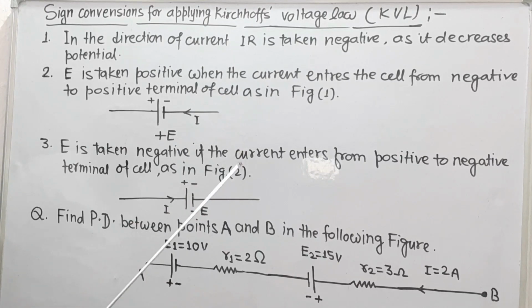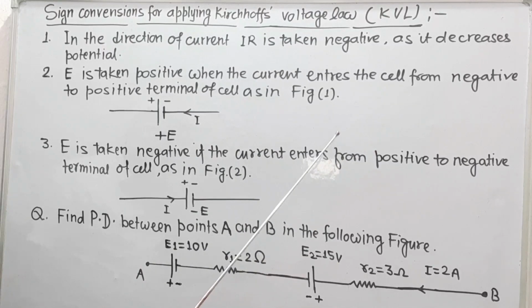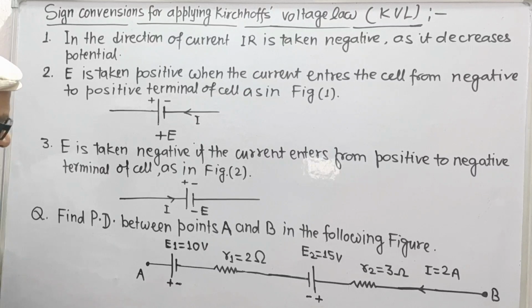All these EMF and I into R are written in left hand side and on the right hand side we have 0. Now with these rules we solve some numerical problems. Number 1 is find potential difference between points A and B in the following figure. This is the circuit in which we have to find the potential difference between points A and B.